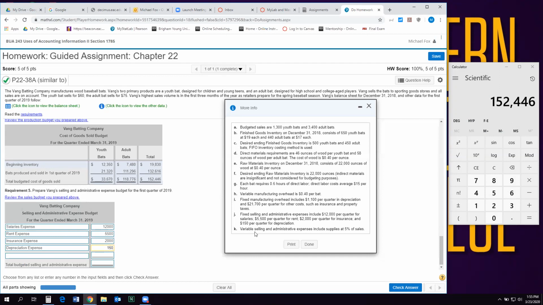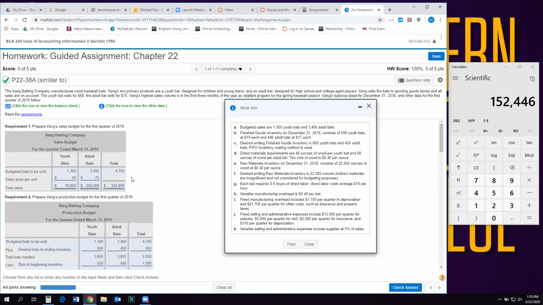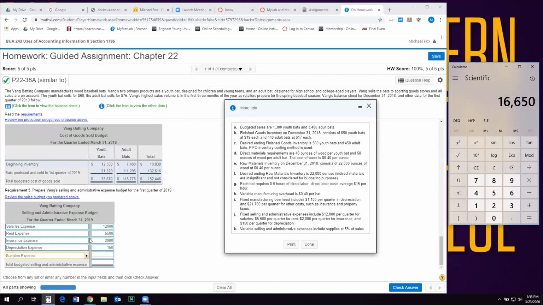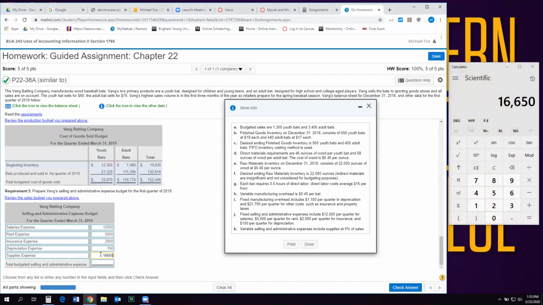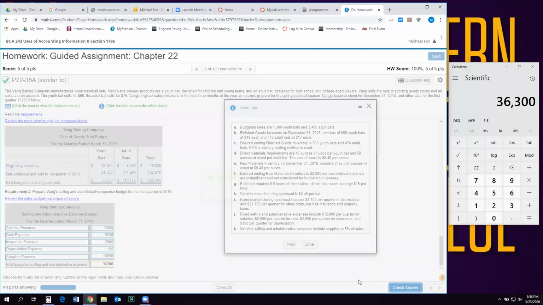And then a variable selling and administrative expense for supplies at 5% of sales. So there's supplies expense. We'll have to roll all the way up here to the sales budget. And remember that our total sales are budgeted at 333,000. Multiply that by 5% or 0.05. And that means we think we're going to have a supplies expense of about 16,650. I add them all up, and that's my budget for selling and admin expense. 36,300. And if that's right, it is, then that's it.